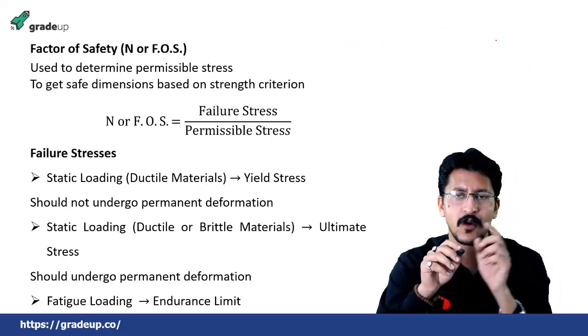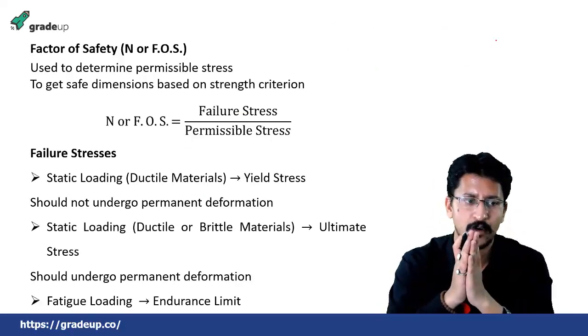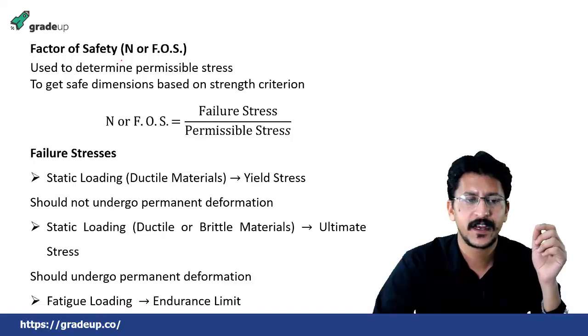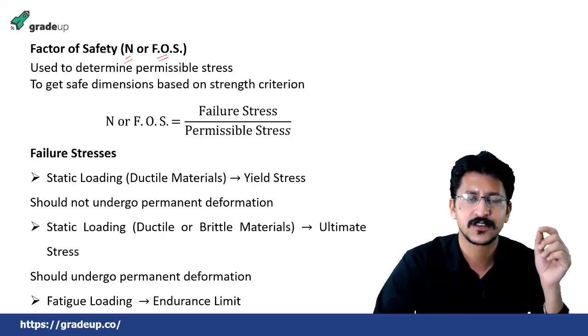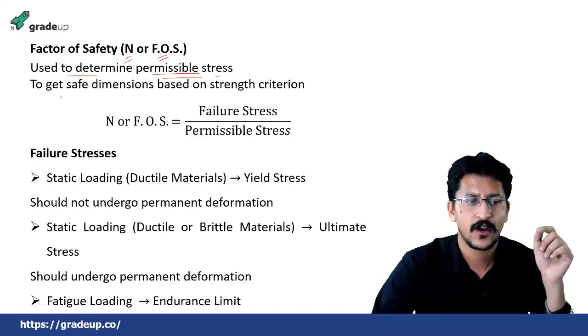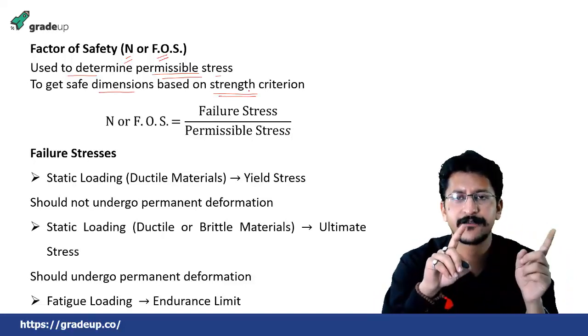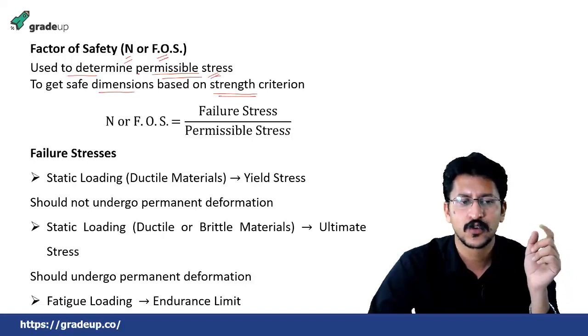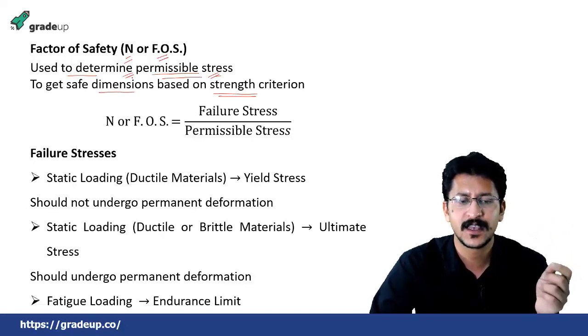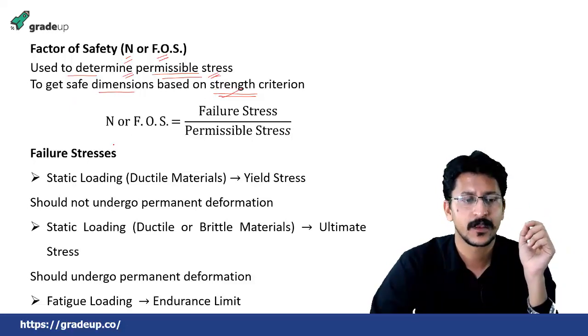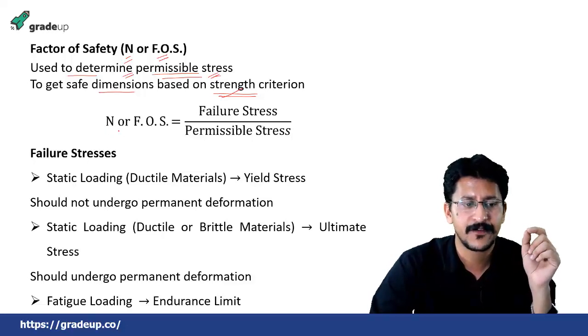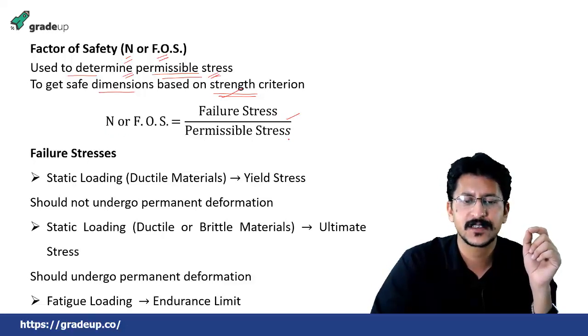Next, we now introduce the concept of factor of safety. First of all, factor of safety is denoted by capital N, or FOS. What is it used for? It is used to determine permissible stress, and hence to get the dimensions based on the strength criterion, because there we have used the concept of permissible stress. It is defined as failure stress upon permissible stress.